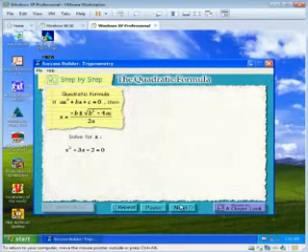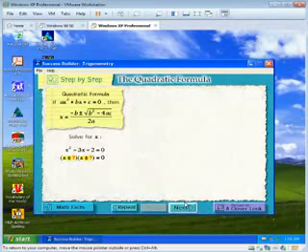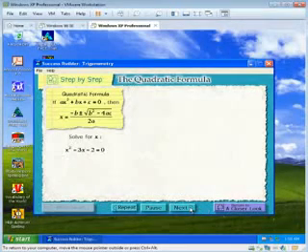Let's try an example in which solving a quadratic equation for x might be easier using the quadratic formula. This quadratic equation will not factor easily. There are no integral factors of negative 2 that add up to negative 3. Since our quadratic equation is already in standard form, we can determine the values of a, b, and c to use in the quadratic formula.